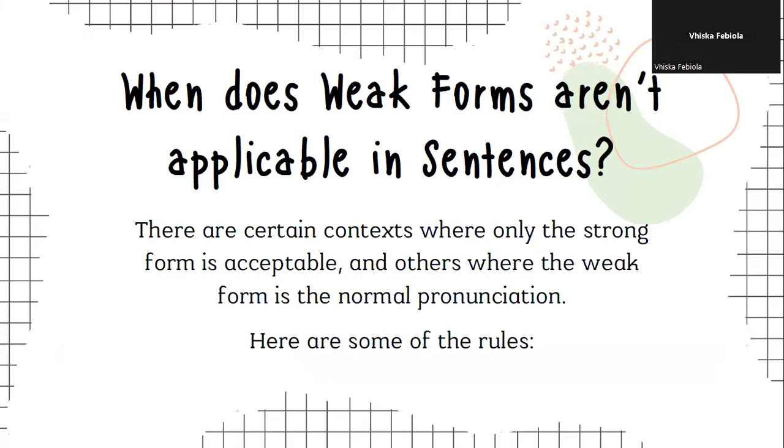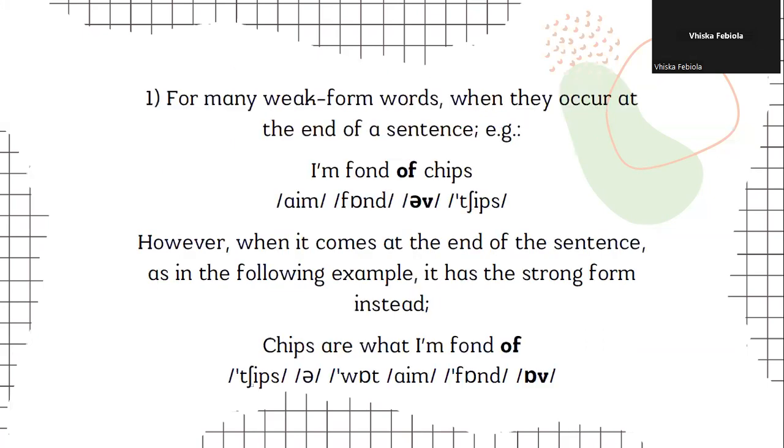When weak forms aren't applicable in sentences, there are certain contexts where only the strong form is acceptable, and others where the weak form is the normal pronunciation. Here are some of the rules. The first one is for many weak form words, when they occur at the end of the sentence. Example, I am fond of chips. However, when it comes at the end of the sentence, as in the following example, it has the strong form instead. Chips are what I'm fond of. Here we can see that "of" is pronounced in a different way.